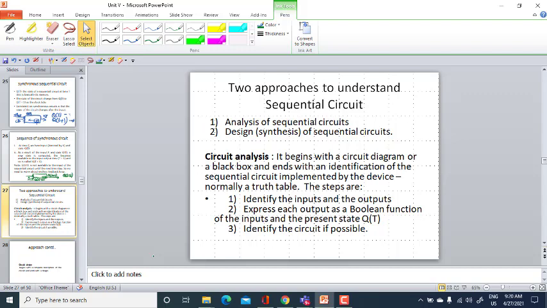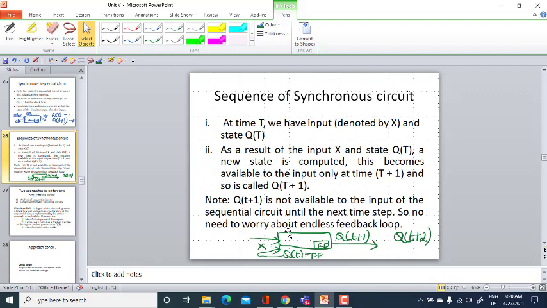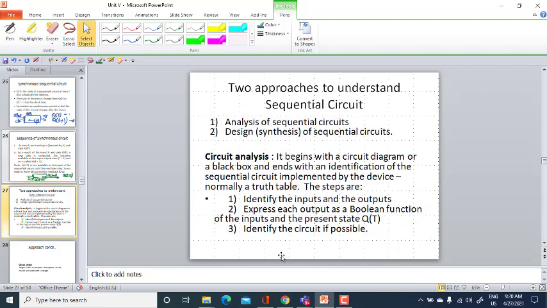Assume that the circuit diagram means this sequential circuit, you have this black box. Consider this as a black box. You have a sequential circuit in it. Okay, so it begins with a circuit diagram or a black box, and it ends with an identification of a sequential circuit implemented by the device. You have to assume that it's a black box. You will start analyzing the circuit, and finally you will identify what is there in the black box.